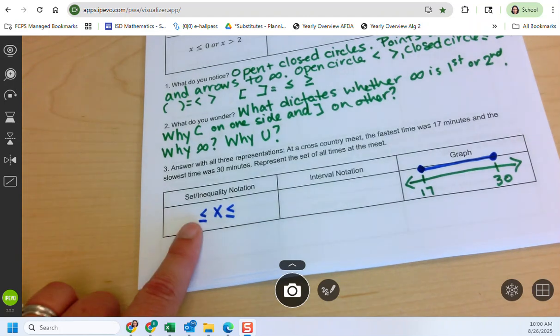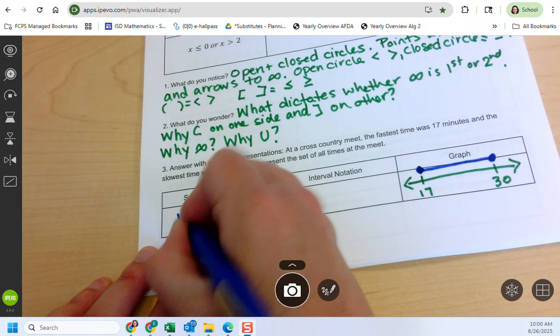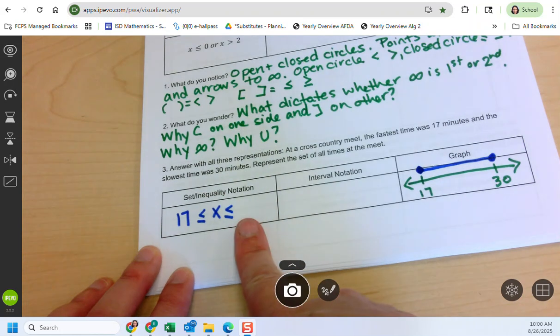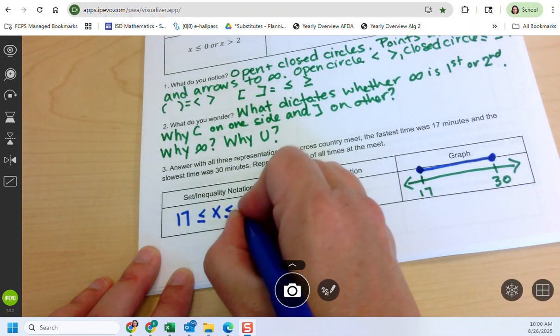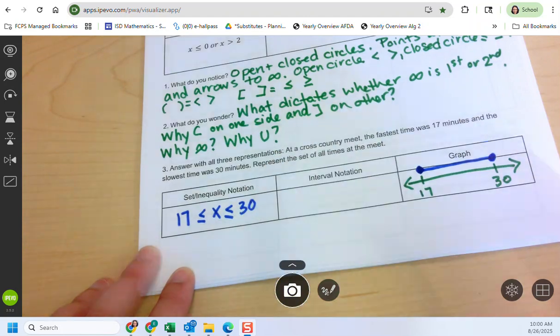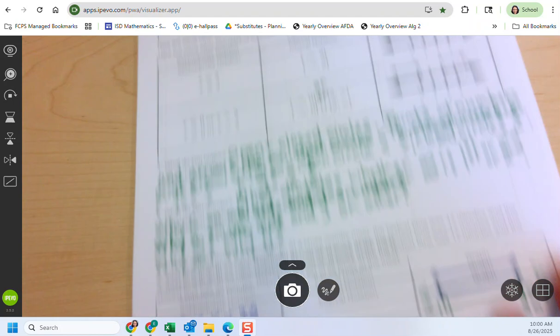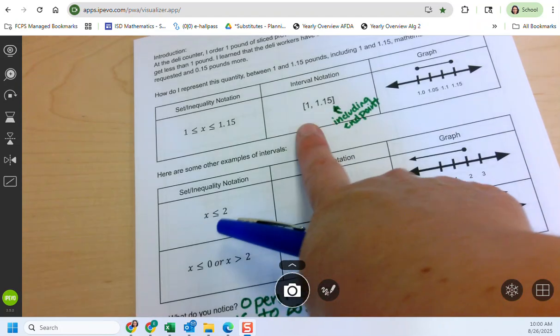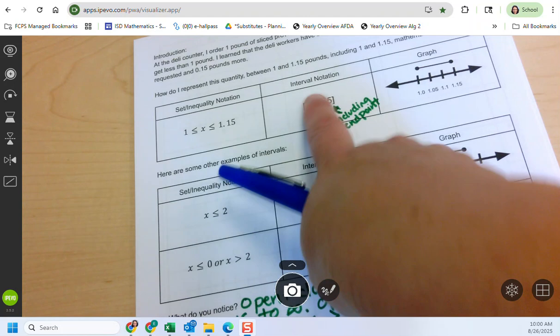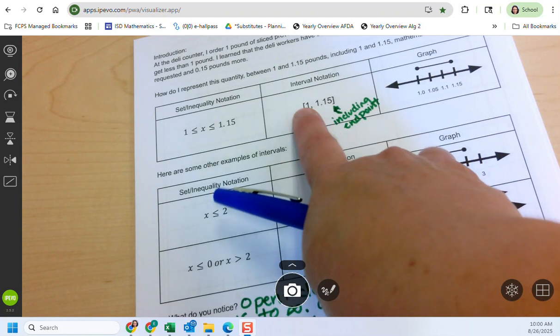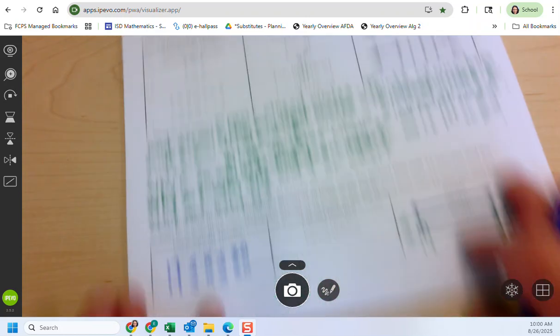What number is going to go on the left? 17. Good. What number is going to go on the right? 30. And then you can also use that first row as a guideline for your interval notation. Okay, because we're including the endpoints, you can use the square brackets and its smallest number, comma, largest number.